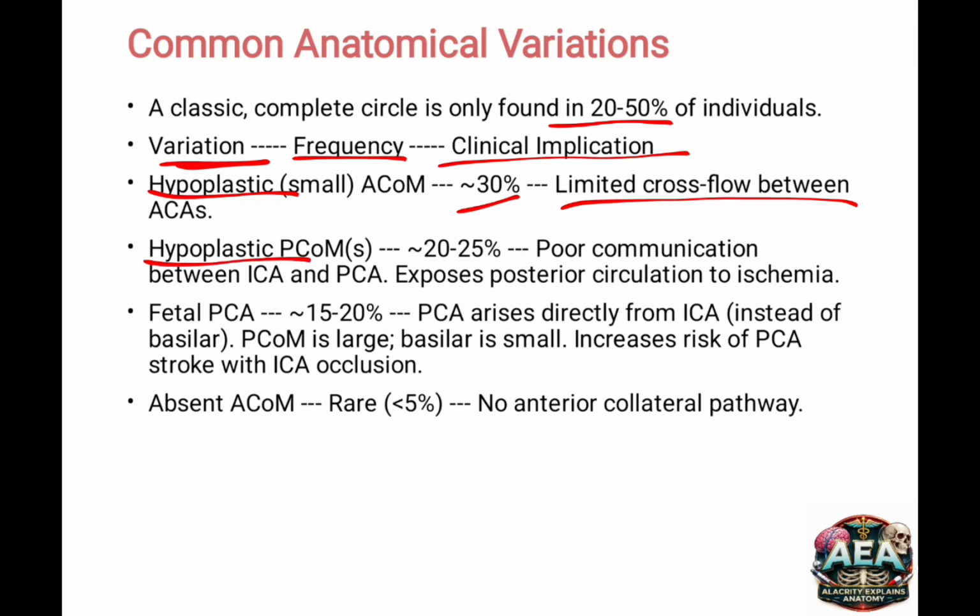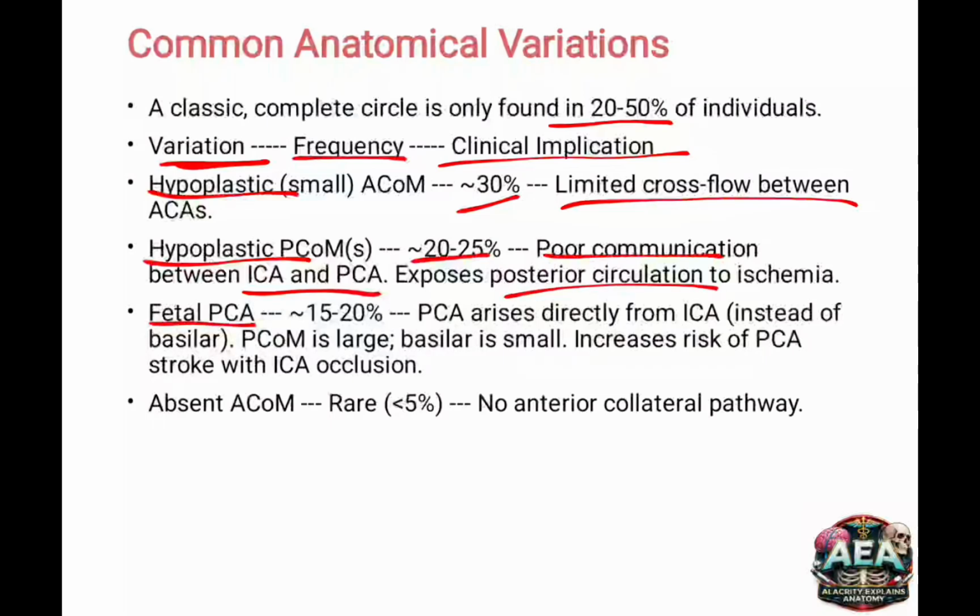We have hypoplastic posterior communicating artery, which is common in 20 to 25% of individuals. In this situation, there is a poor communication between the internal carotid and the posterior cerebral artery. Please make sure you learn how to draw this circle. That's the best way to understand this circle. It exposes posterior circulation to ischemia.